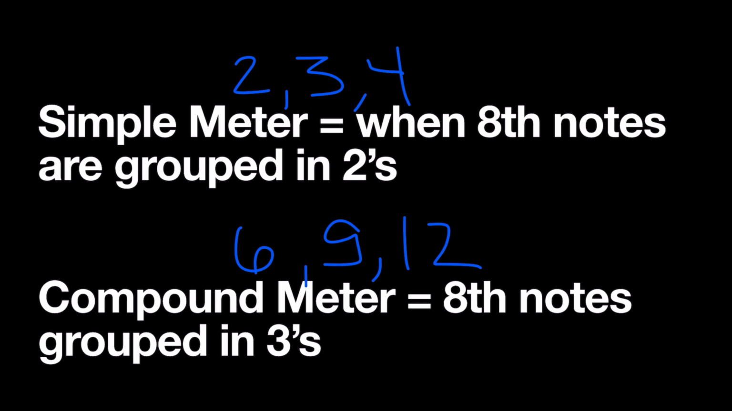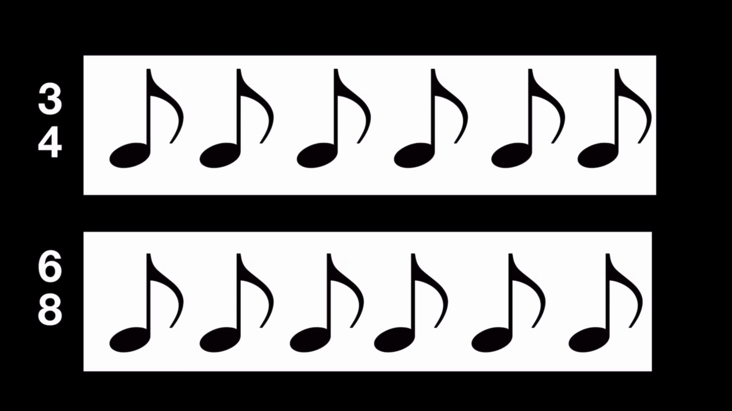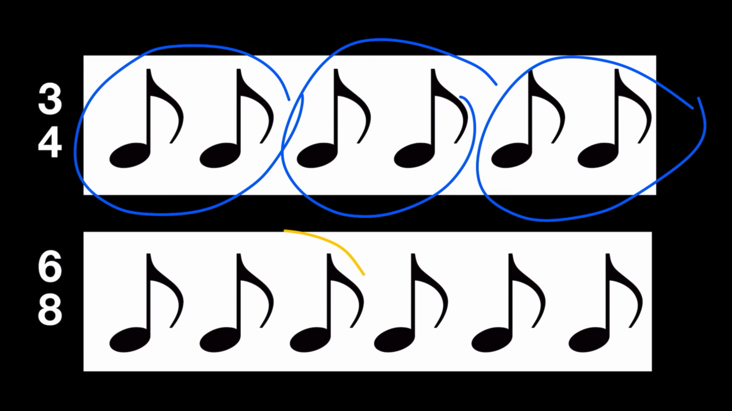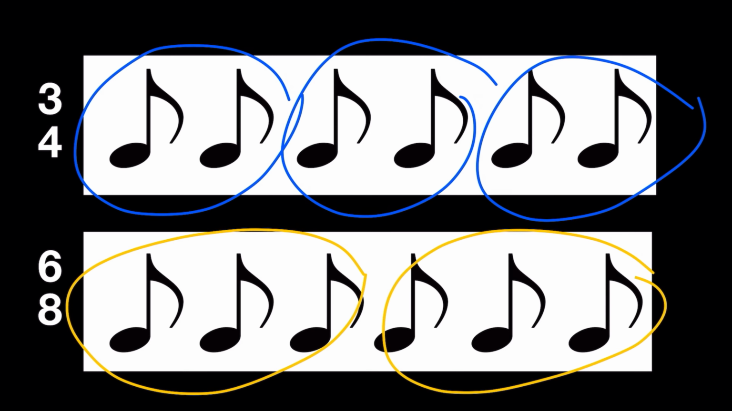So this means that 3/4 time is simple meter because it has that 3 on top, which means that we will group the eighth notes in 2s. To see this visually, in 3/4 time, we would group the eighth notes in 2s because it is simple meter, and in 6/8 time, we would group the eighth notes in 3s because it is compound meter. And this is the real difference. Because of the way we group the notes, we're going to feel the beats differently as well.